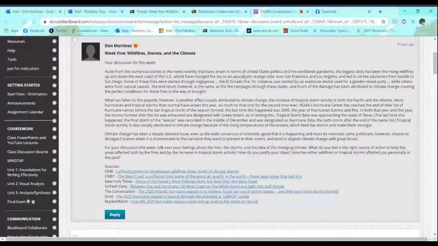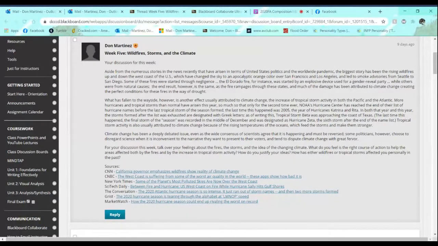Climate change is a deeply debated issue, even as the wide consensus of scientists agree that it is happening and must be reversed. Some politicians, however, choose to disregard science when it is inconvenient to the narrative they want to present to their voters, and tend to dispute climate change with great fervor.